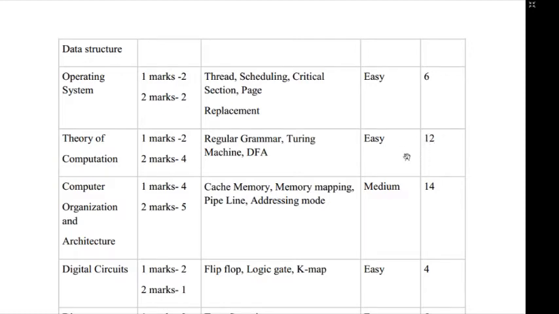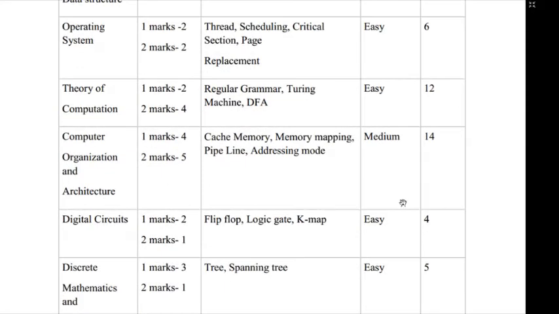and 12 marks in total. In computer organization and architecture, 4 one-mark and 5 two-mark questions are there. Cache memory, memory mapping, pipeline, addressing modes are the important topics from where questions were asked. Difficulty level was limited to medium. Around 14 marks have been asked in that particular part.